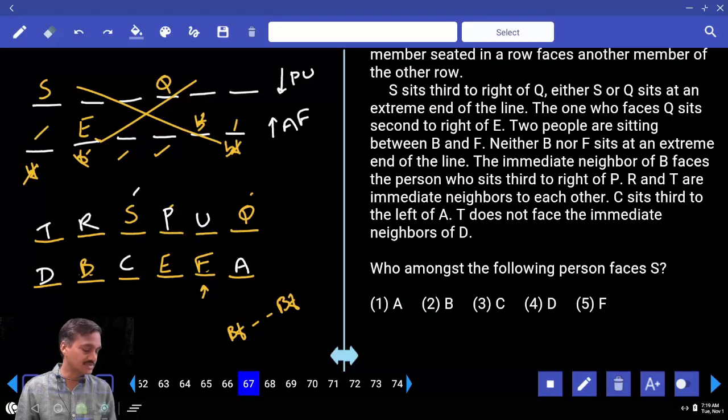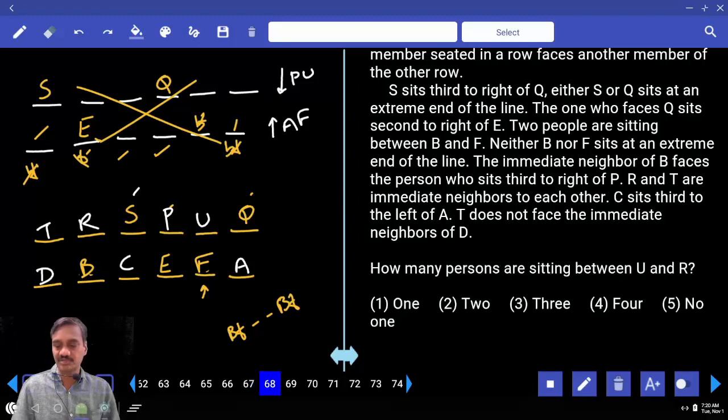Then coming to this one, 68. And how many persons are in between U and R? Tell me how many are between U and R. There are exactly 2 people. And who are those 2 people? S and P. S and P, that is choice 2, question number 68.